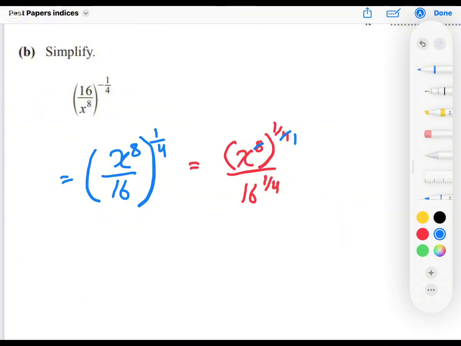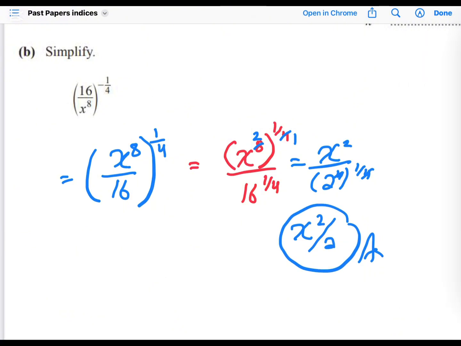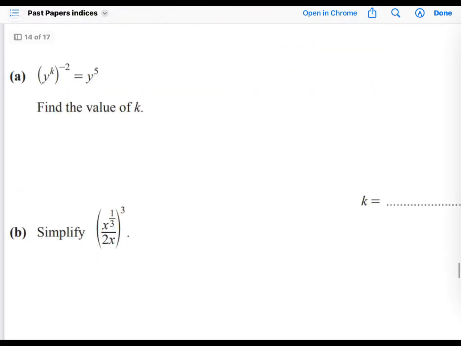So we can cancel out: 4 1s are 4, 2s are 8, so in the numerator we will get x squared. In the denominator we know that 2 raised to the power 4 is 16. The 4 will be cancelled out, so the final answer will be x squared upon 2. So I hope everything is clear in this part as well.